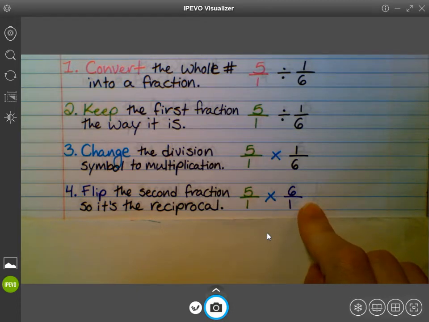Yes, Jack? I have a question on the converting one. When you take 5, do you always put the 1 underneath the 5? If it's a whole number, yes. And then if it's not a whole number, then you skip step 1. Okay. Yep.